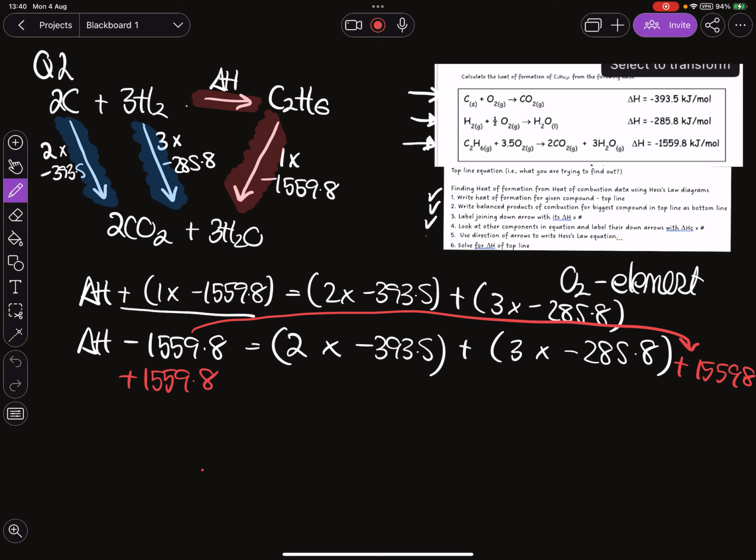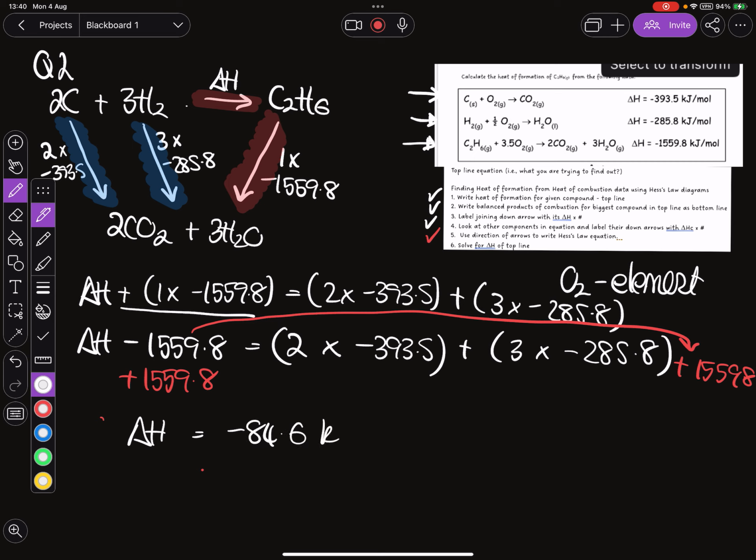Now I'm ready to go. So we've written our Hess's law. We're ready now to actually do the solve part. So we plug it into a calculator, and when I am done, my delta H value in this instance should be minus 84.6 kilojoules per mole. Final answer.